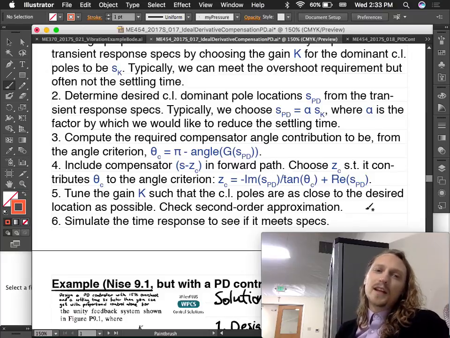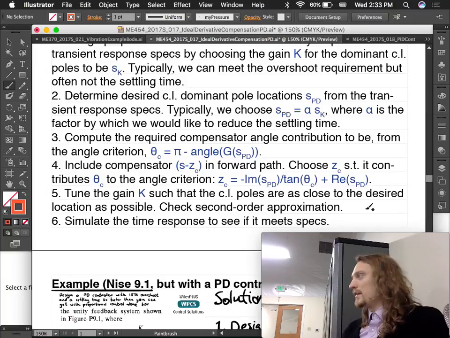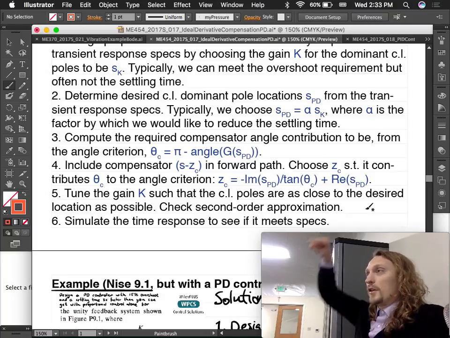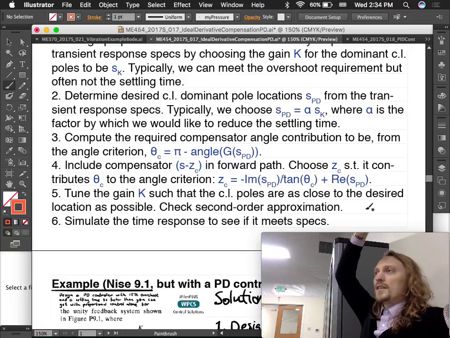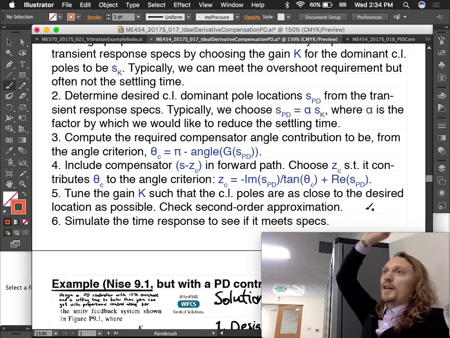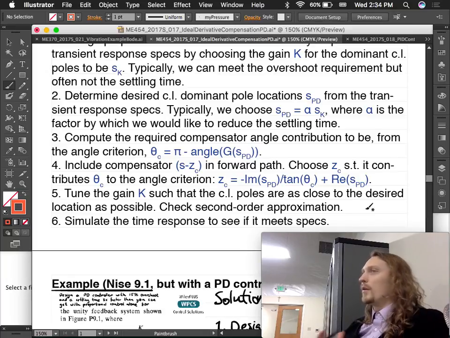Step 5, tune the gain. So now we have a root locus that goes through the point we desired, right? We were able to just dial it right in and go through there. Now we need to choose the gain so that those closed loop poles are at that point. Our old gain isn't necessarily going to get us to the point on the new root locus, so we need to retune for the new root locus and get to that point. So now we're good to go. We're at that point.